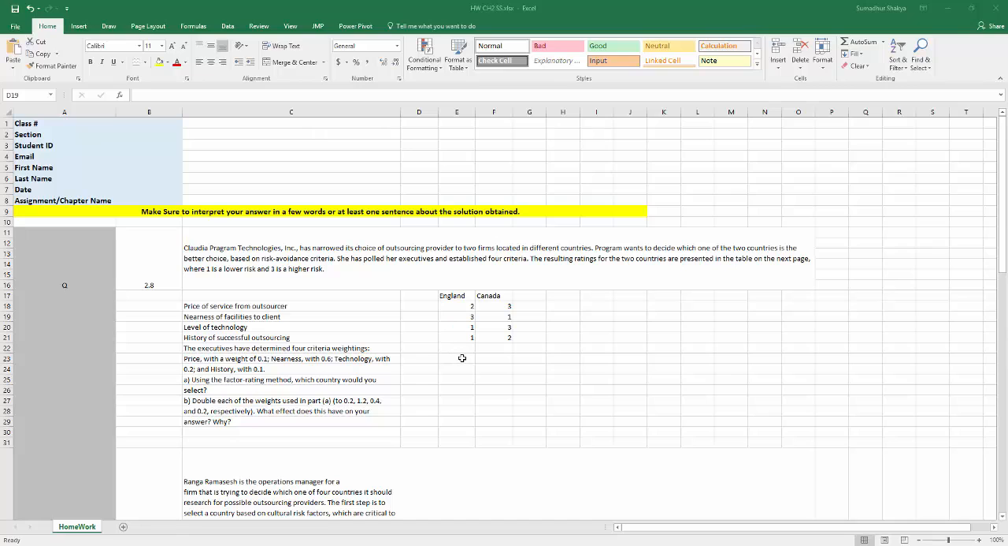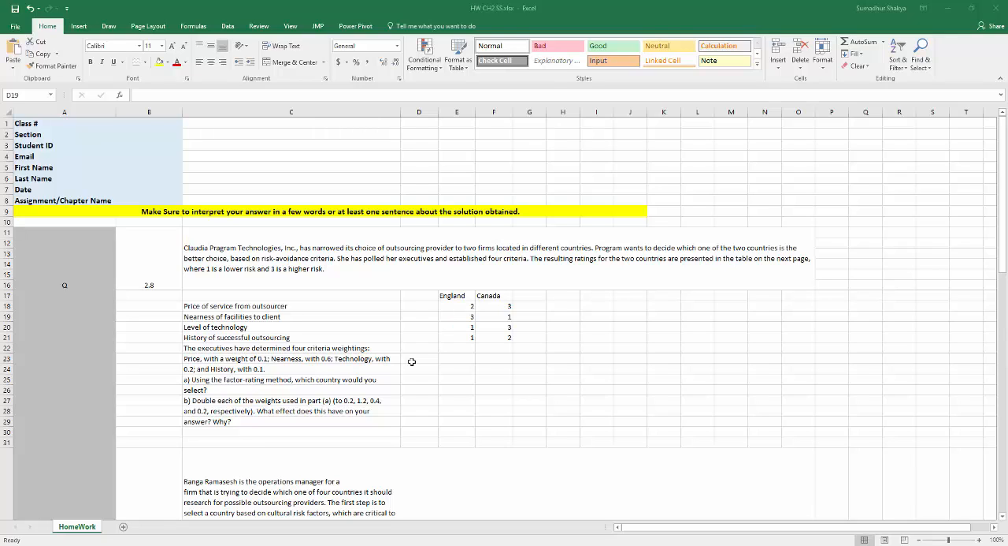Now, first things first, the way factor rating works is you are given the weights, you have to multiply these weights by the score or the ratings for either of the countries or the site, and then come up with a single number based on the given weights for that particular site. Okay, so first thing you have to do is make sure you calculate the sum of weights first.